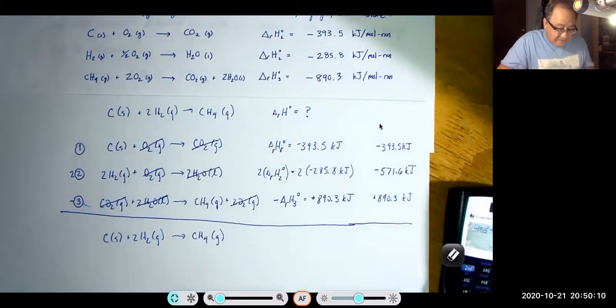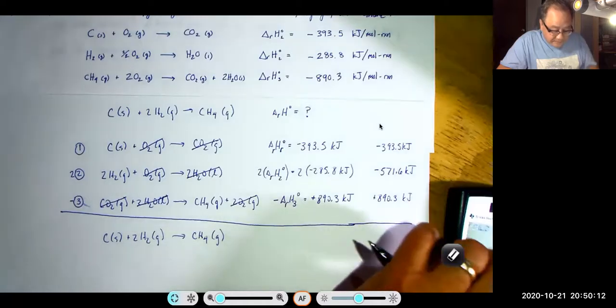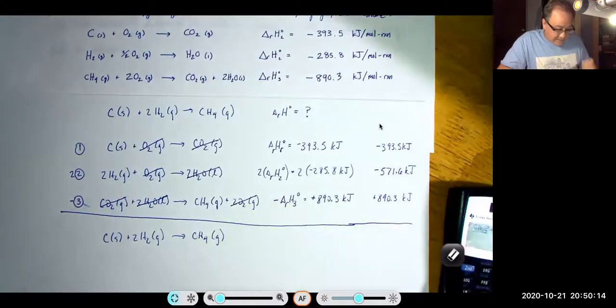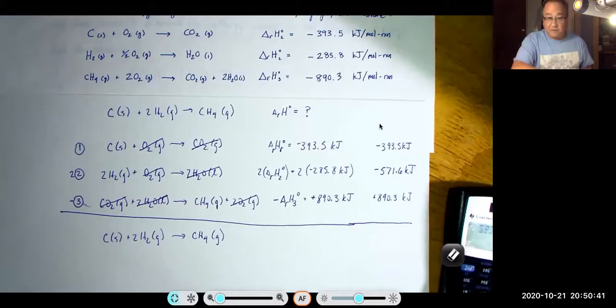393.5. And that's going to be a negative. Oh, I got to start over. Negative 393.5 minus 571.6 plus 890.3. And we get negative 74.8.